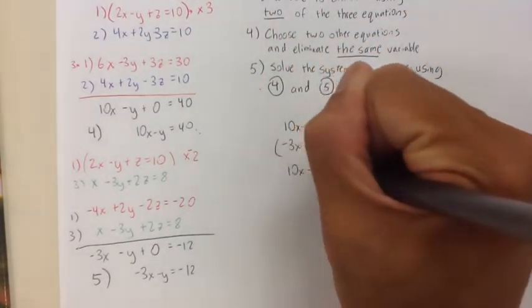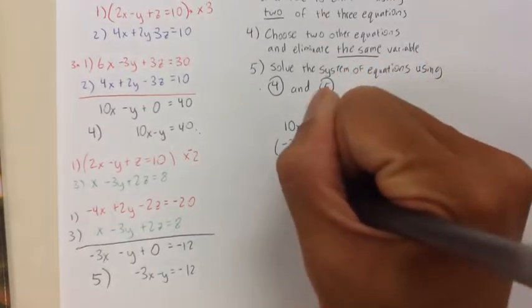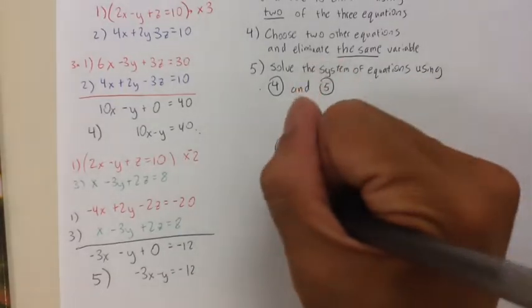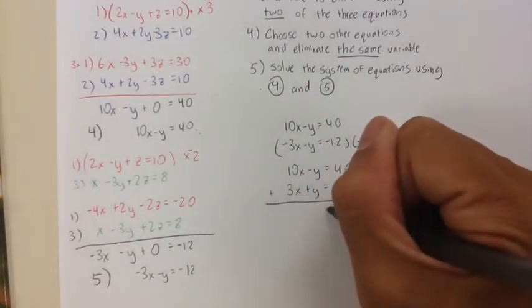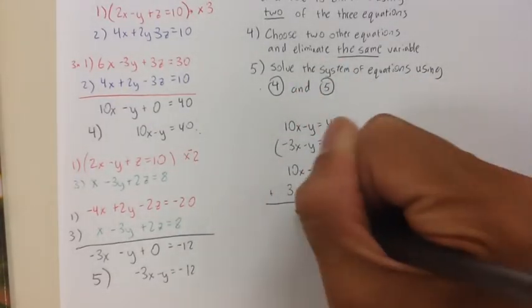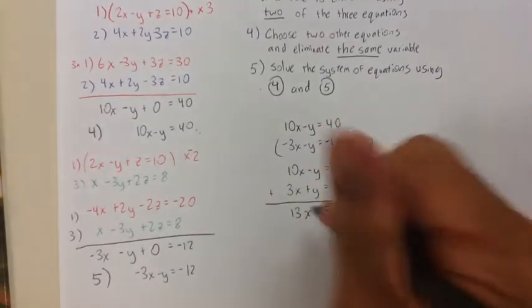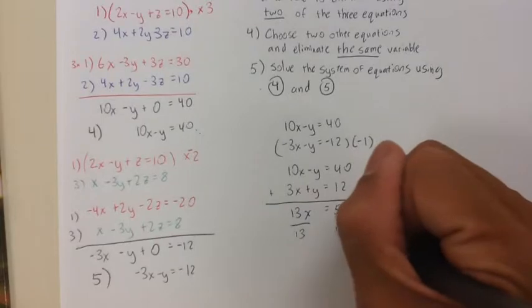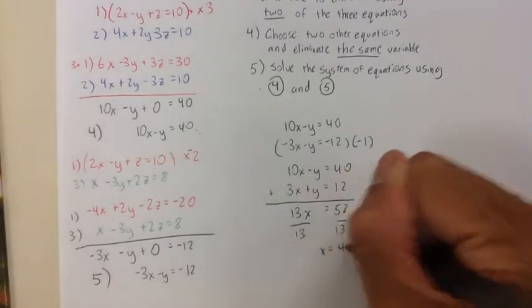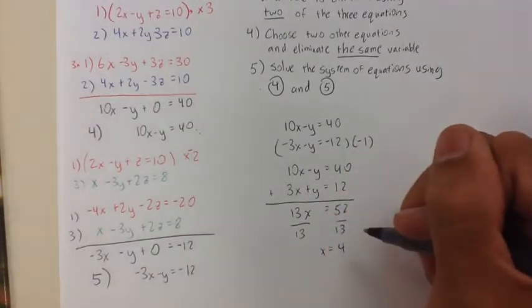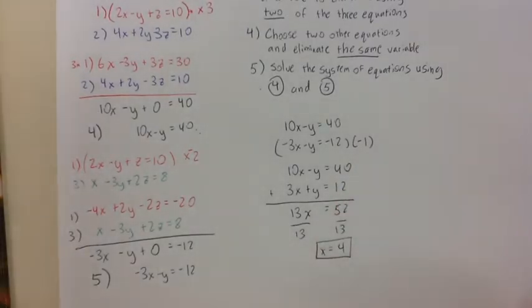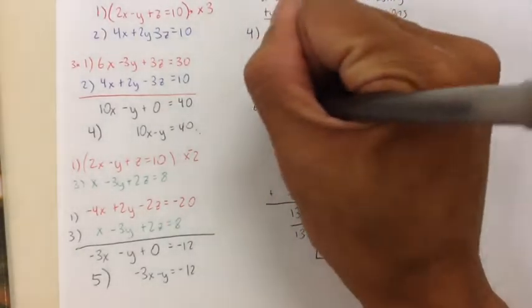So this is 10x minus y equals 40, and 3x plus y equals 12. If I add, this becomes a 52 and a 13x. If I divide both sides by 13, I get x is going to equal 4. Perfect. So now I have my first number. How am I going to solve from here?